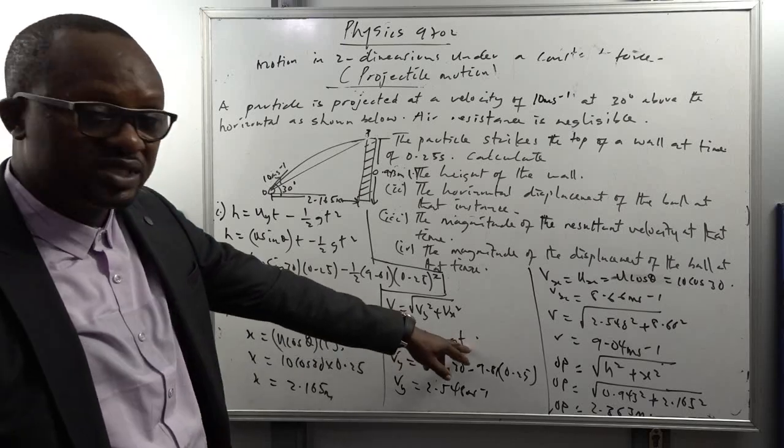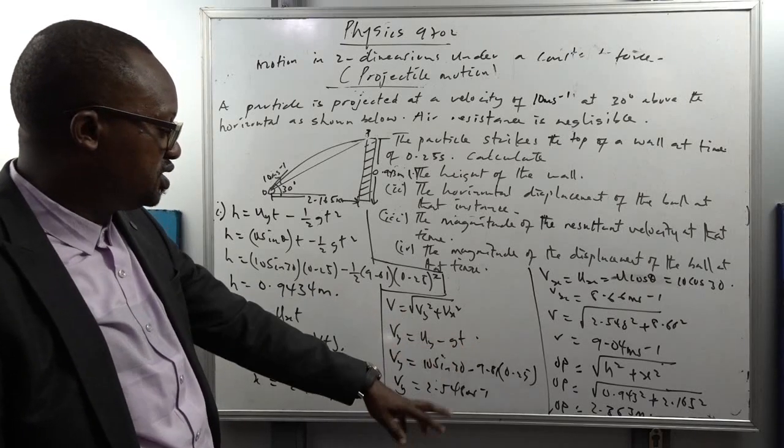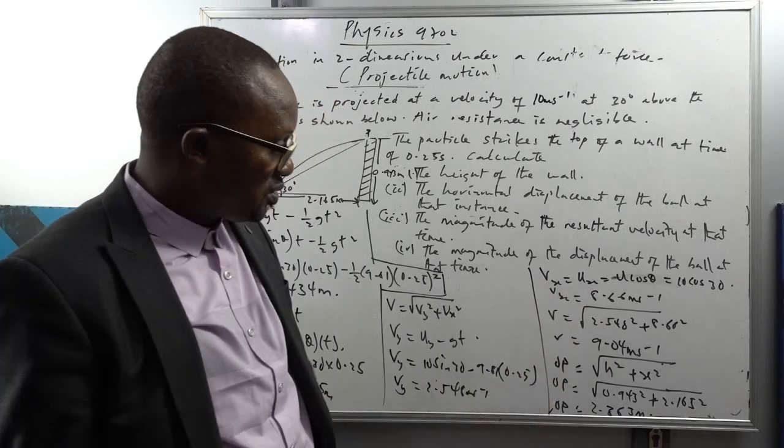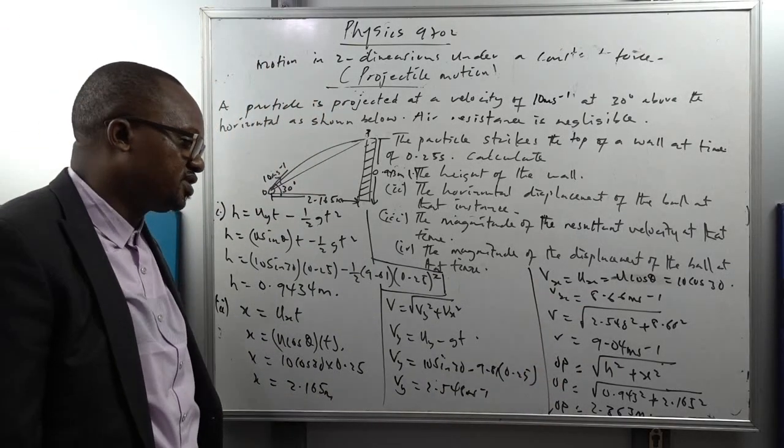Vertical velocity changing with time. That will give you uy minus gt. You substitute that one there. The velocity along the horizontal is constant. With that, we can also find the resultant velocity.